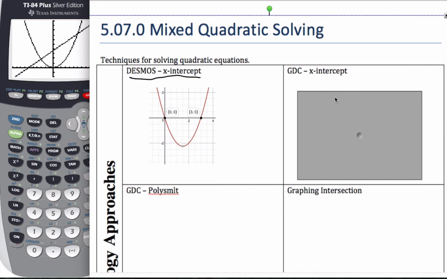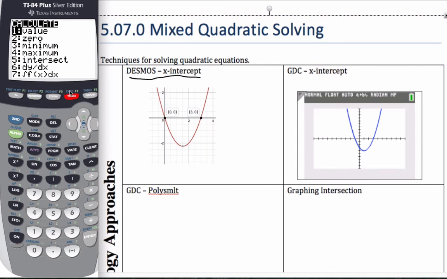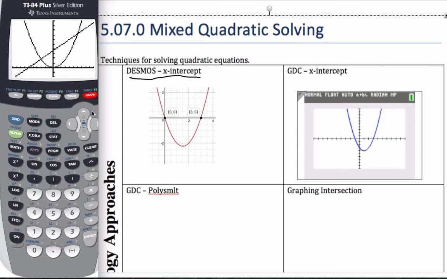Another way you could do it is if you have your graphing calculator. If you have your graphing calculator, you find the x-intercepts, and again, you're looking for the x-intercepts from your graphing calculator. And on your calculator, it's often the command of 0 is how to find your x-intercepts.